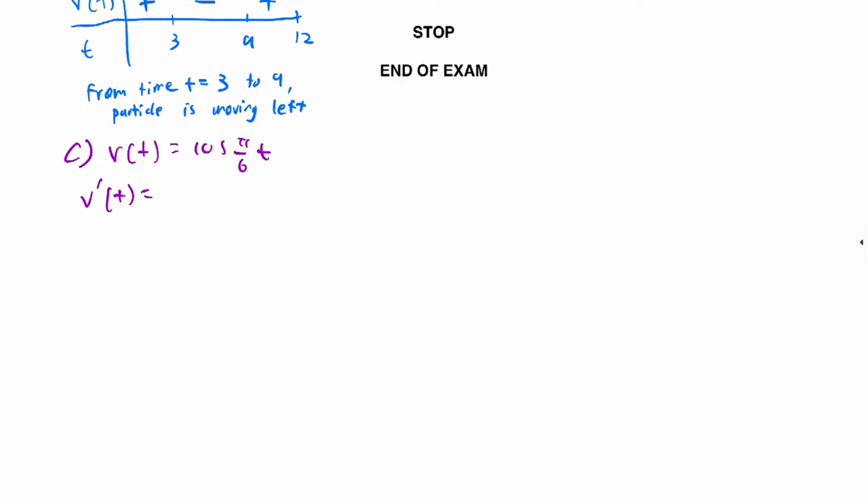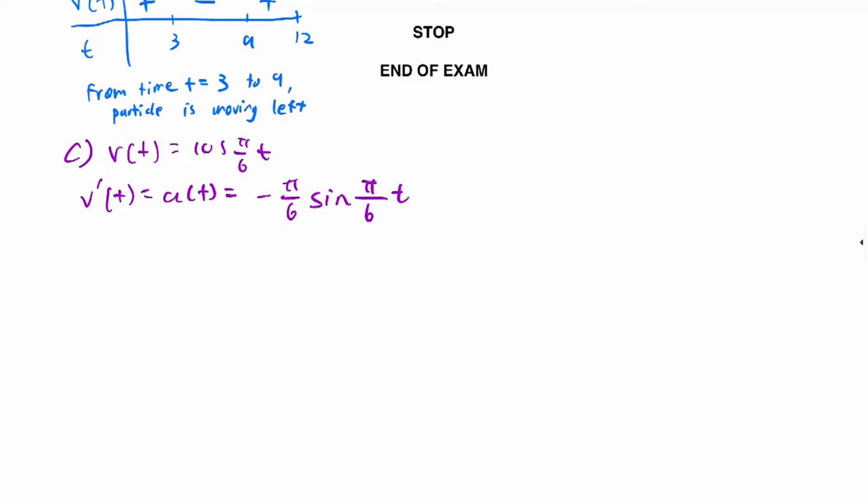So v prime of t is the same as a of t, which is the same thing as the derivative of cosine of pi over 6 t, which is going to be negative pi over 6 sine of pi over 6 t. And of course, I just did the chain rule in my head. Okay, so now we can plug in. So we have v of t and we have a of t. And before we do anything, I need to clarify what the concept here is.